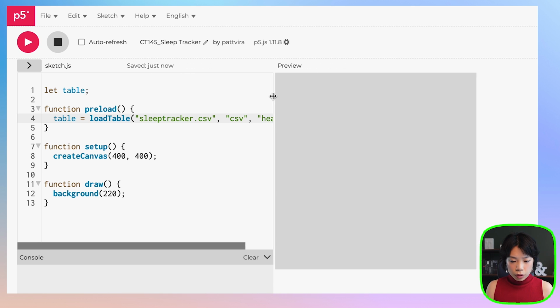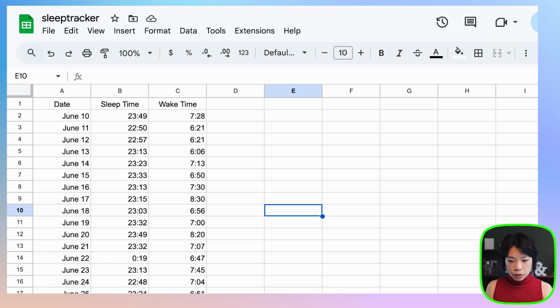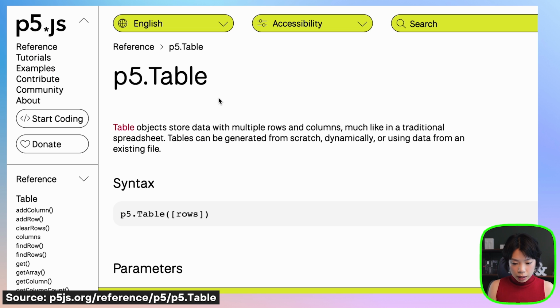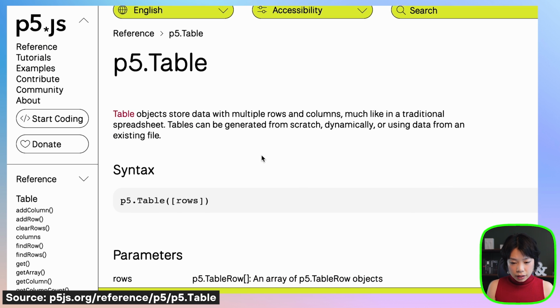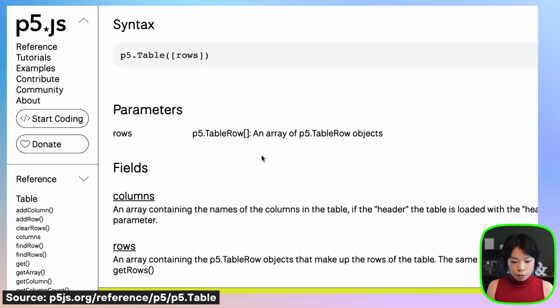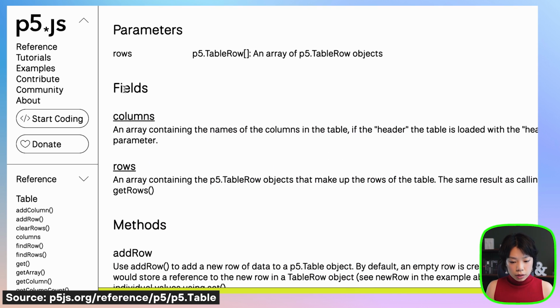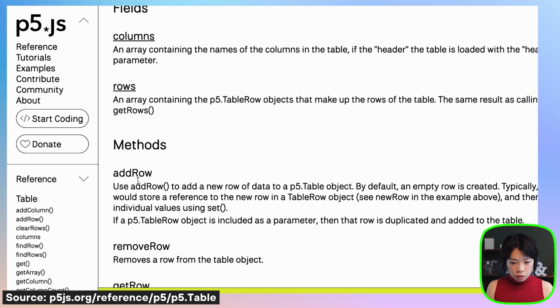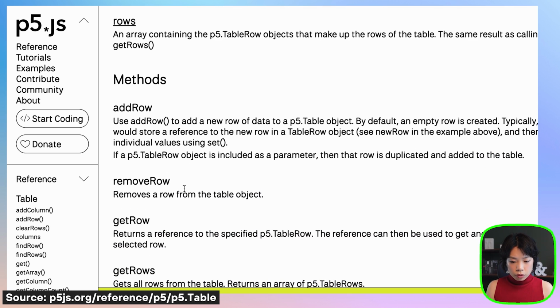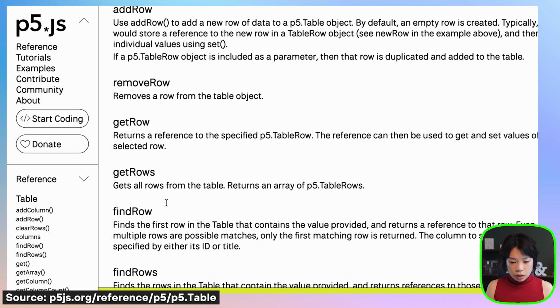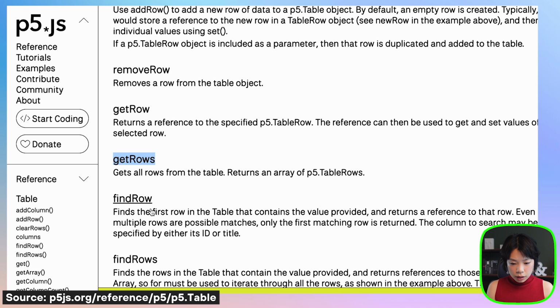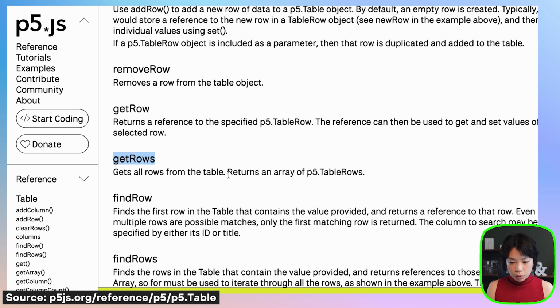All right, next we're going to go to the documentation page for p5.Table. Underneath here, you can see that there are a bunch of parameters and fields that we can use, and also methods: columns and rows, addRow, removeRow, getRows. I'm going to show you a few ways that we can extract the data. First, how about we do getRows, which gets the rows from the table. It returns an array of p5.TableRow objects. So let's start with that one.